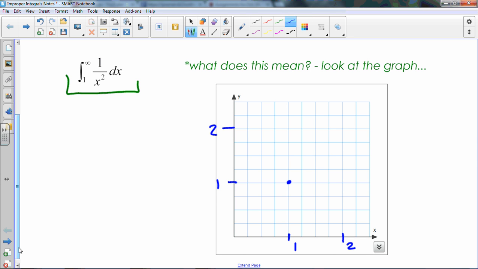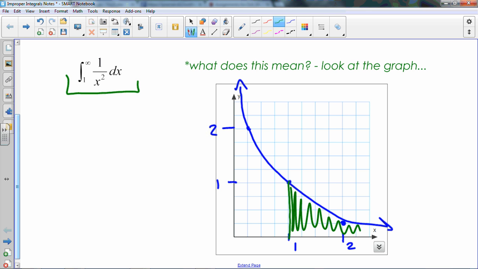we plug in a 1, we get out a 1, plug in a 2, we get out a 1/4, and then we're going to have another one up over here. So if we connect those, what we're actually looking at is the area underneath this curve from 1 on forward forever. The big question is whether the area underneath a curve like that can be a finite number, and it turns out that sometimes it can.